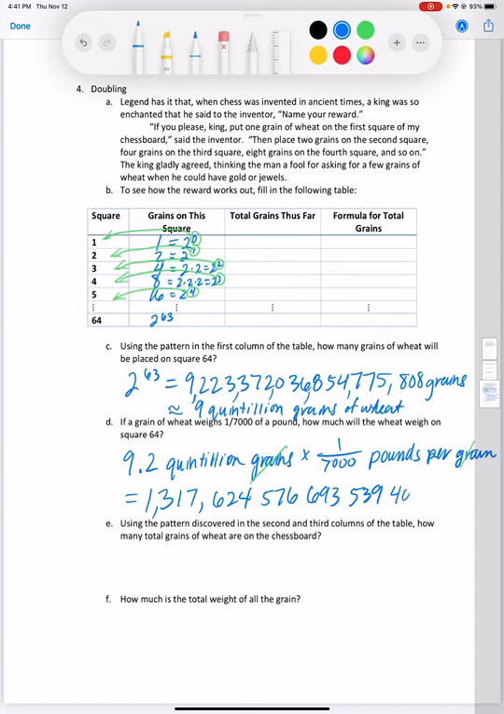1,317,624,576,693,539,401. And a little bit more, so it's about equal to this, 1/7 more. Okay, again, we have our hundreds, thousands, millions, billions, trillions, quadrillions, quintillions. So it's about 1 quintillion pounds.